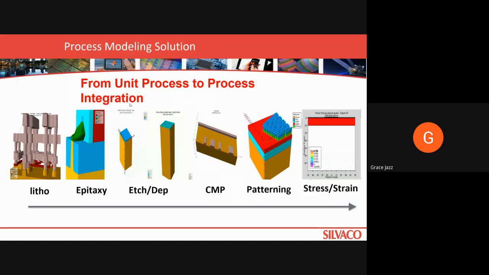So this is the process step by step. It's a unit process to get a process integration. It's lithography process simulation. It's epitaxy process simulation to get spacer, substrate, and deposition. This is a CMP process, as well as patterning. Patterning is lithography patterning, and we also support stress and strain simulation.